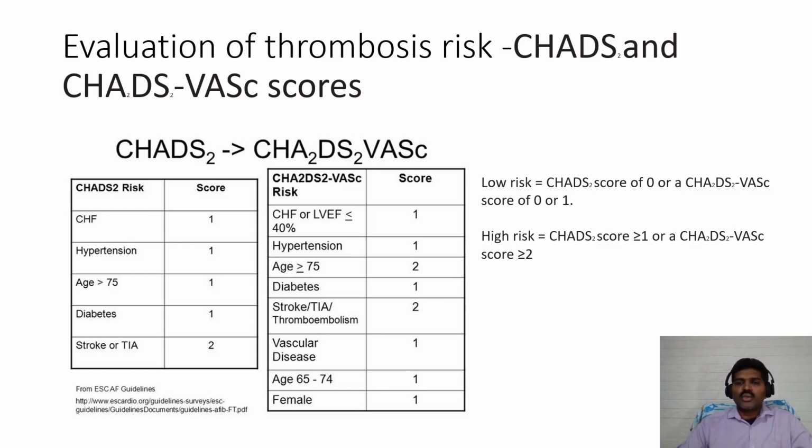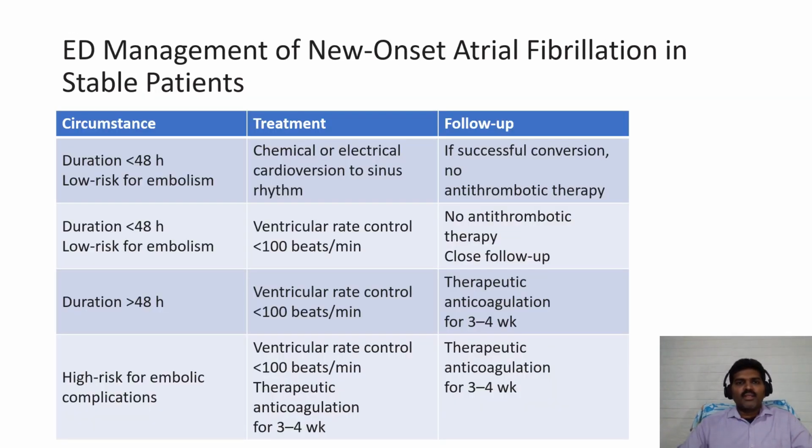So how are you going to manage a new onset atrial fibrillation? New onset atrial fibrillation is an atrial fibrillation which has started less than 48 hours ago, with symptomatic presentation to ED. Duration less than 48 hours, there is low risk for thromboembolism by CHA2DS2-VASc score or CHADS2 score. Treatment is chemical or electrical cardioversion to sinus rhythm. If there is successful conversion, no antithrombotic therapy is needed.